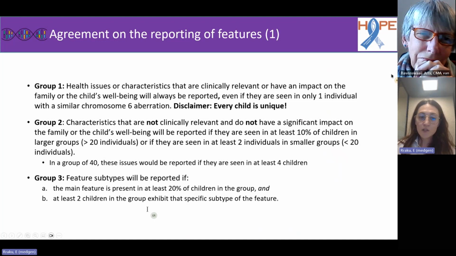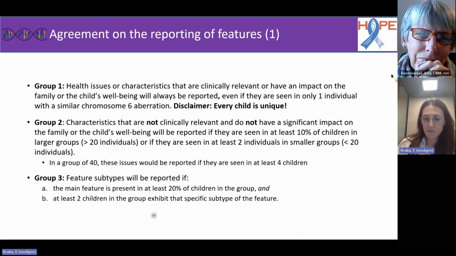Then we also have a third group of features, and these are feature subtypes. Think, for example, a heart defect that is a main feature, and a VSD, so a heart wall defect specifically, that's a feature subtype. Or vision problems are a main feature, and short-sightedness is a feature subtype. So the question is, do we always report the feature subtypes? Because they can be quite a lot.